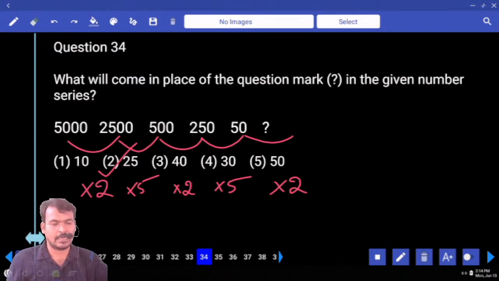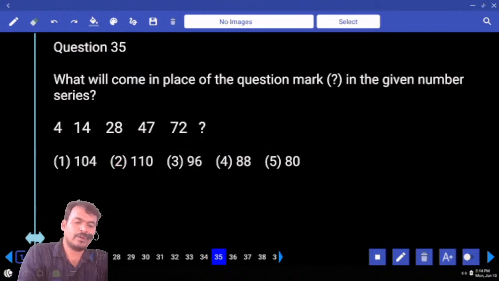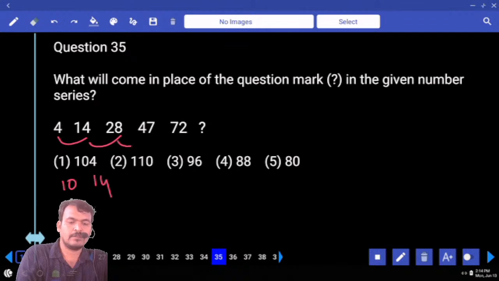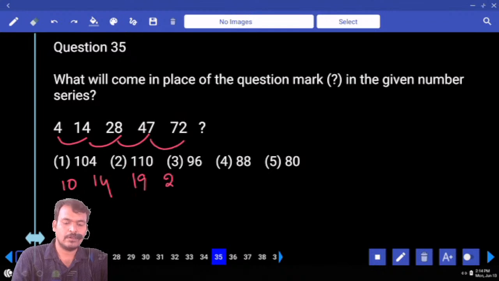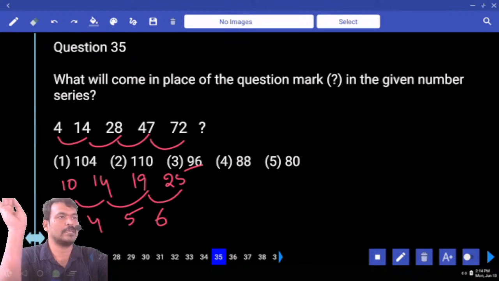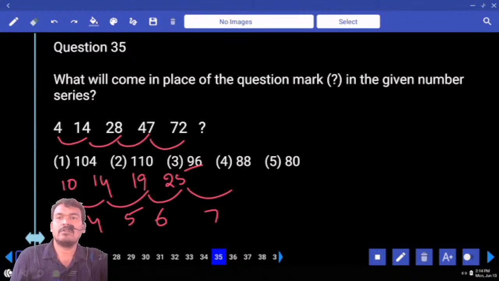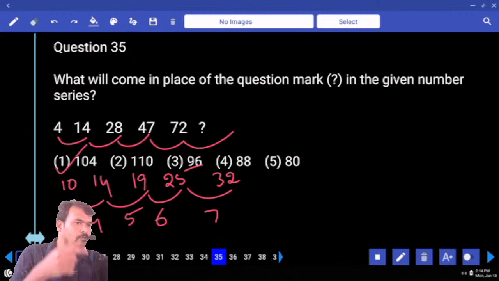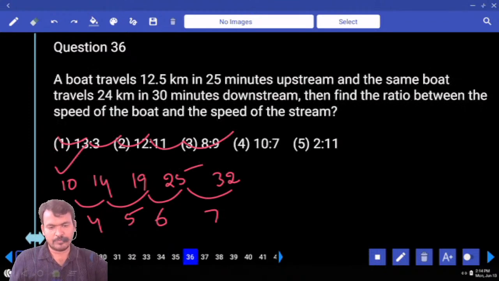Next question, number 35. What is the first one difference? 10. Next one difference 14. Next one 19 or not? What is the next one difference? 25 or not? 10 and 14 difference 4. 14 and 19, 5. 19 and 25, 6 or not? 4, 5, 6. Next one difference 7 or not? 25 plus 7, 32. The 32 is added to 72 or not? What is the answer? 104.